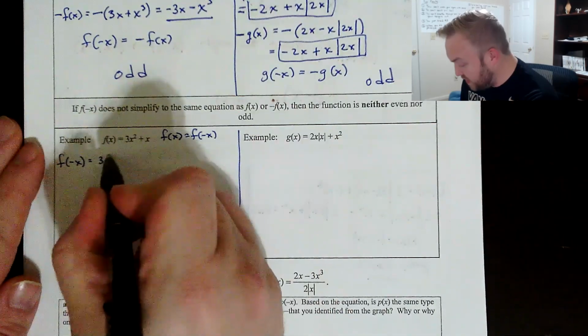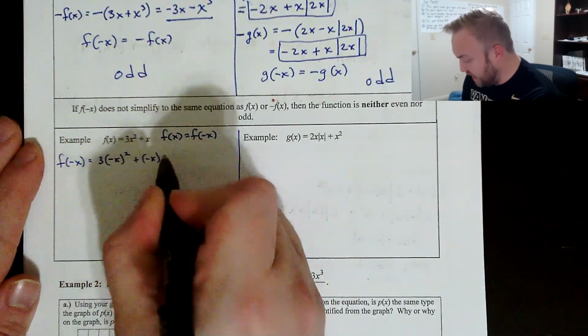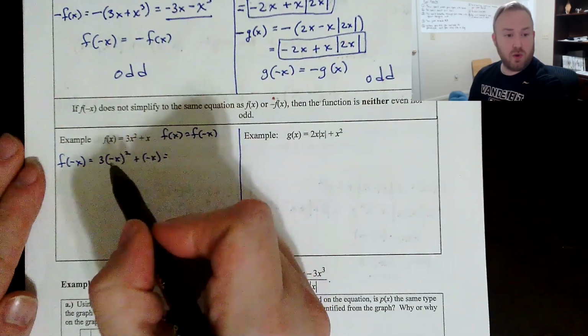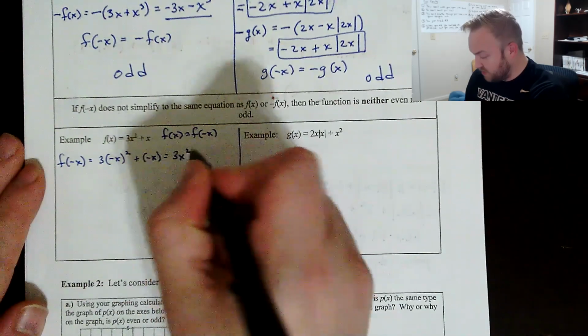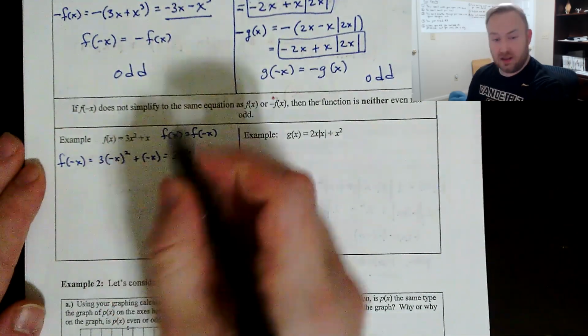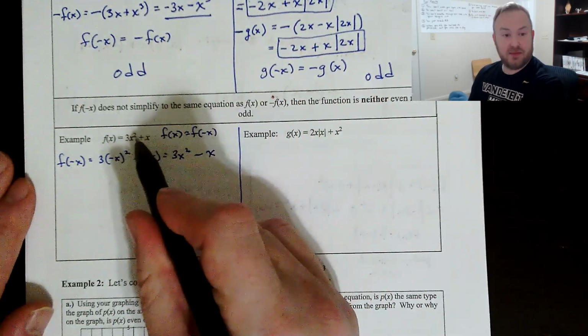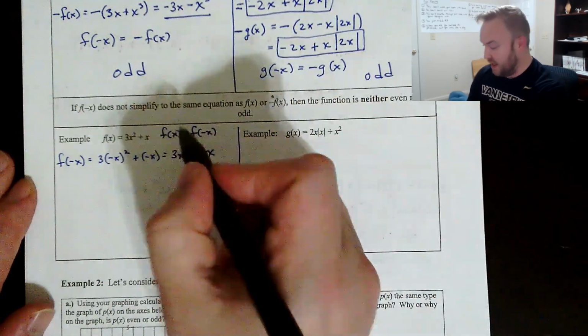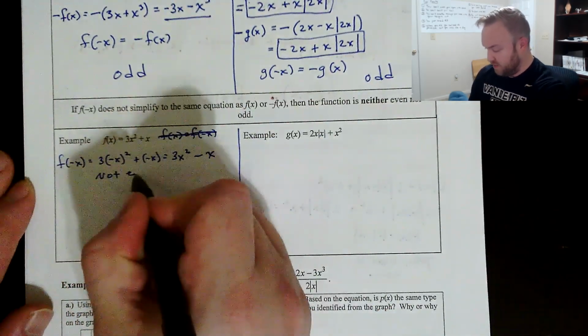So that would be 3 times negative x squared plus negative x. Now, if we square this negative, it'll become positive. So that'll be positive 3x squared. And then adding a negative x will just be minus x. Okay, is that the same as f of x? Nope, it's not. That means this function is not even.